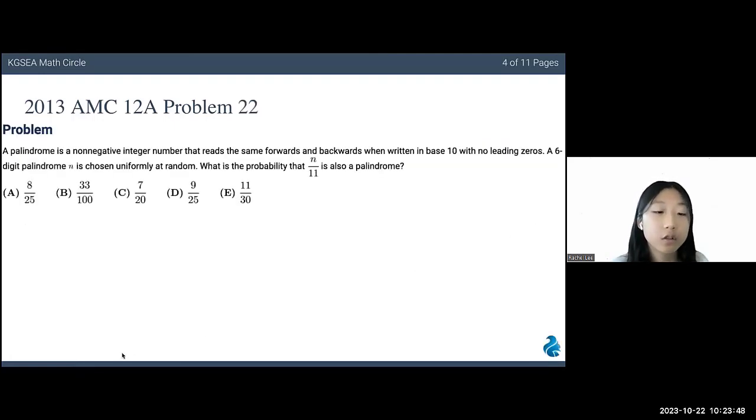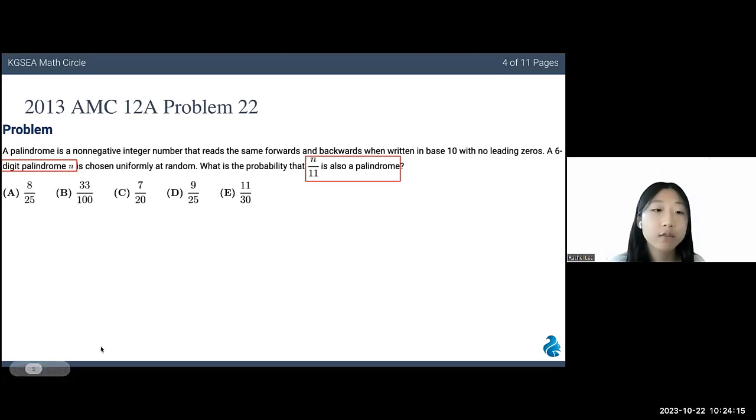The next question is also from AMC 12. It's from 2013, problem 22. The problem reads: a palindrome is a non-negative integer number that reads the same forwards and backwards when written in base 10 with no leading zeros. A 6-digit palindrome n is chosen uniformly at random. What is the probability that n divided by 11 is also a palindrome?